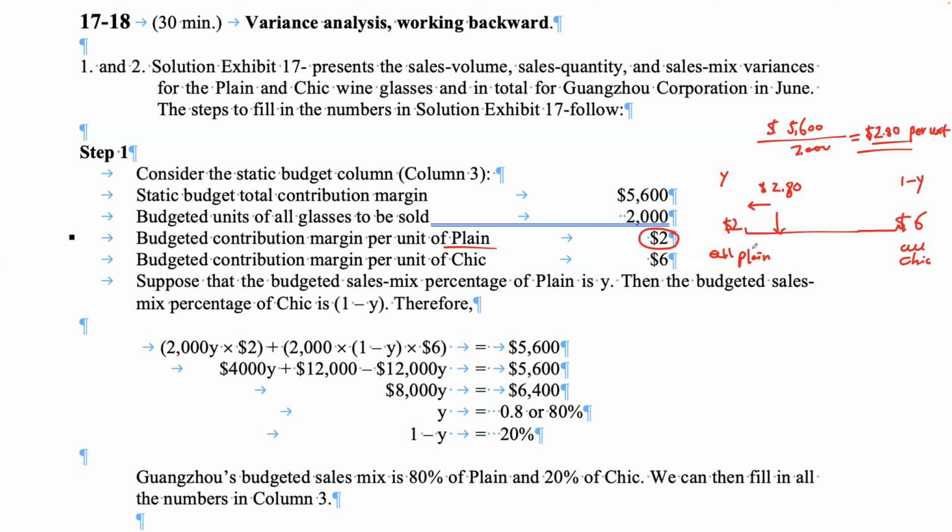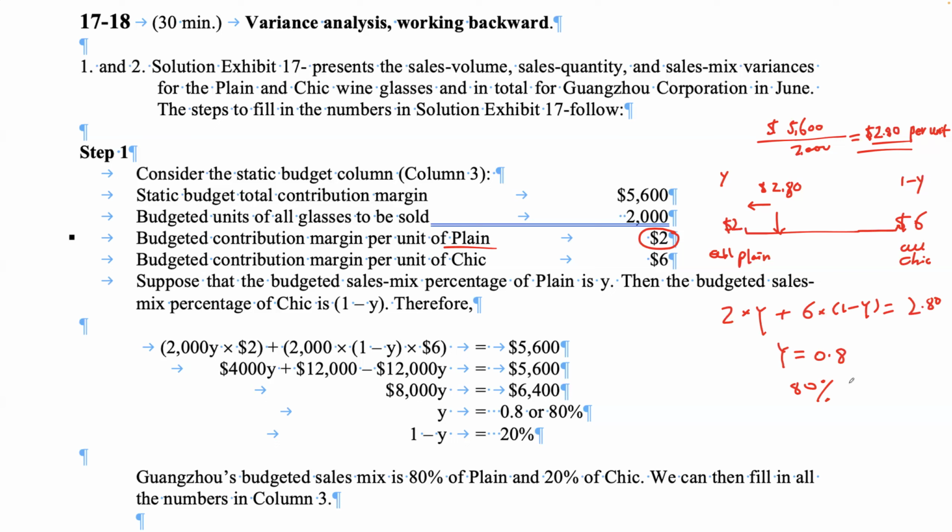So I will do 2 times Y plus 6 times 1 minus Y. That will equal 2.8. Now you solve for Y, and you realize Y equals 0.8. That means 80%. This is my budget, right?